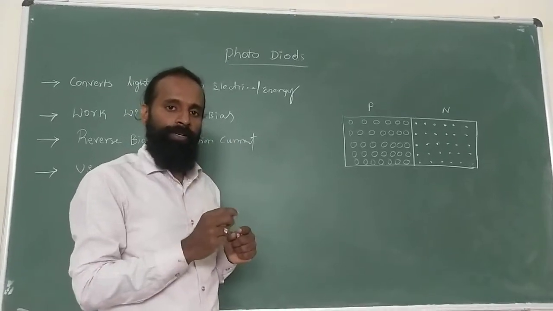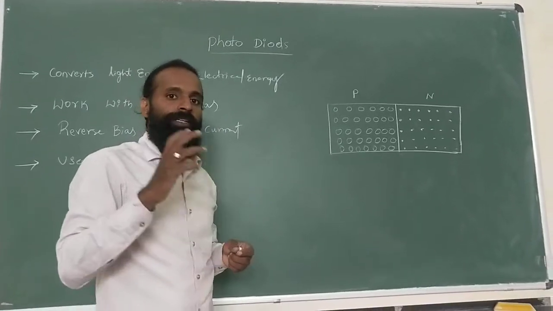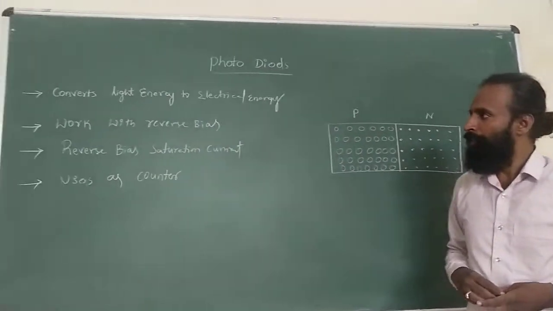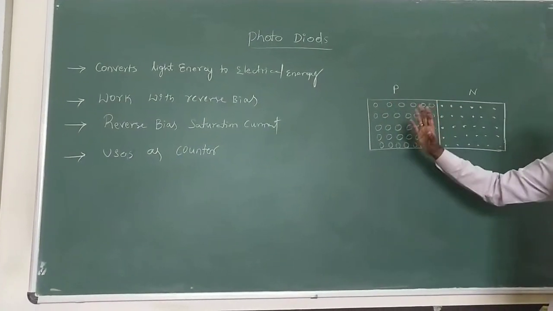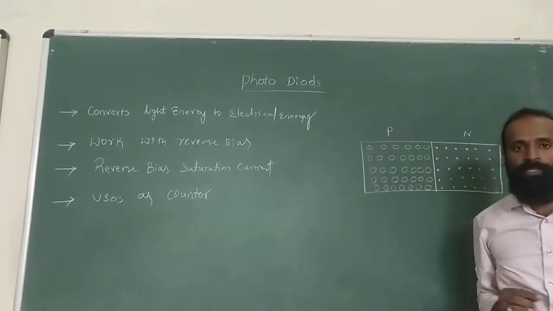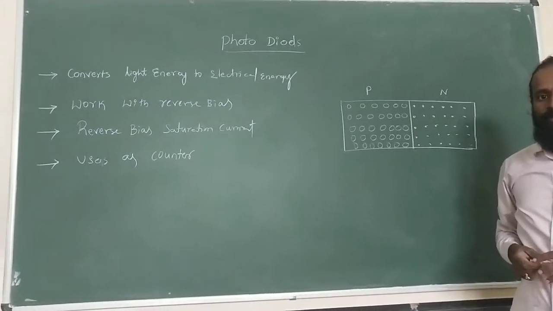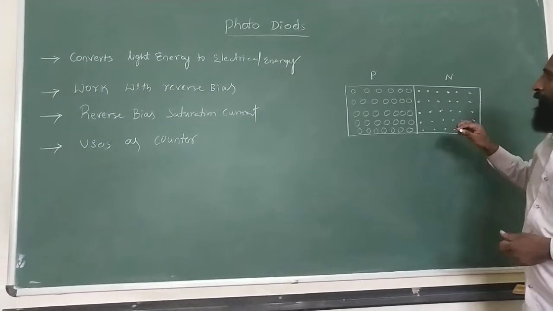A window will be provided in the PN junction so that light will be detected and converted into electrical energy. That is actually how the function of the photodiode takes place. Let us see how it actually works.